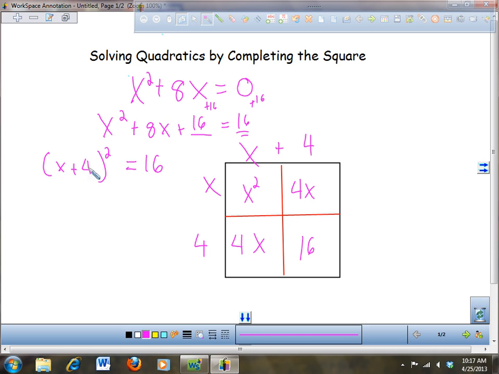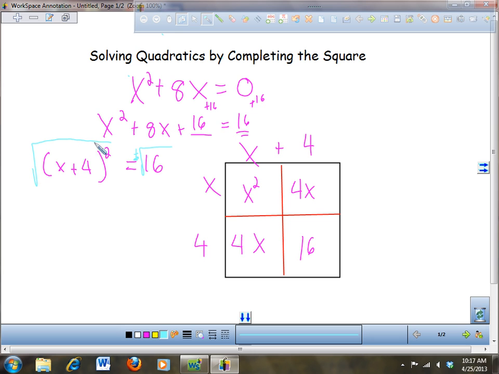Okay? So how do I get rid of this square here? Anyone remember? How do I get rid of a square? What's the opposite of squaring something? Square rooting it. So I'm going to square root both sides of this, remembering that when I square root both sides, I have to have both a plus and a minus over here, because negative 4 times negative 4 will give you 16, and positive 4 times positive 4 also. So I have to have a plus or minus.